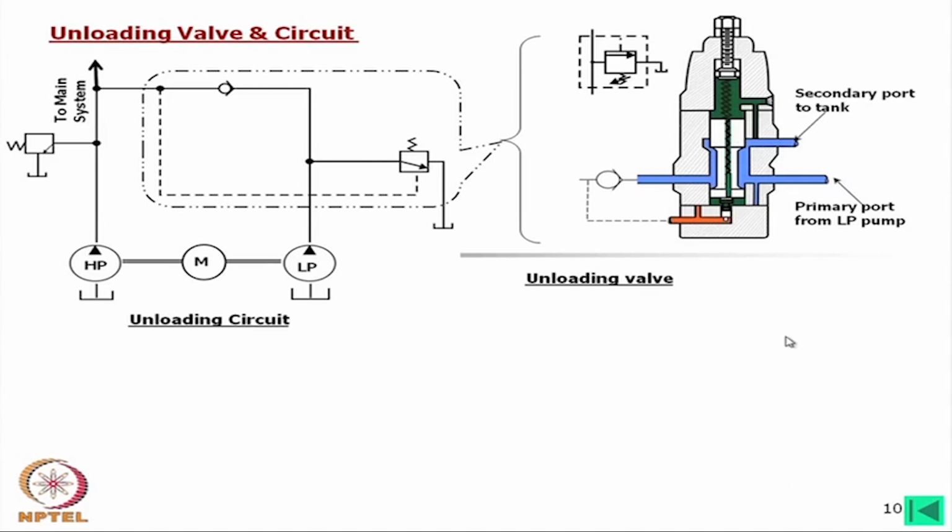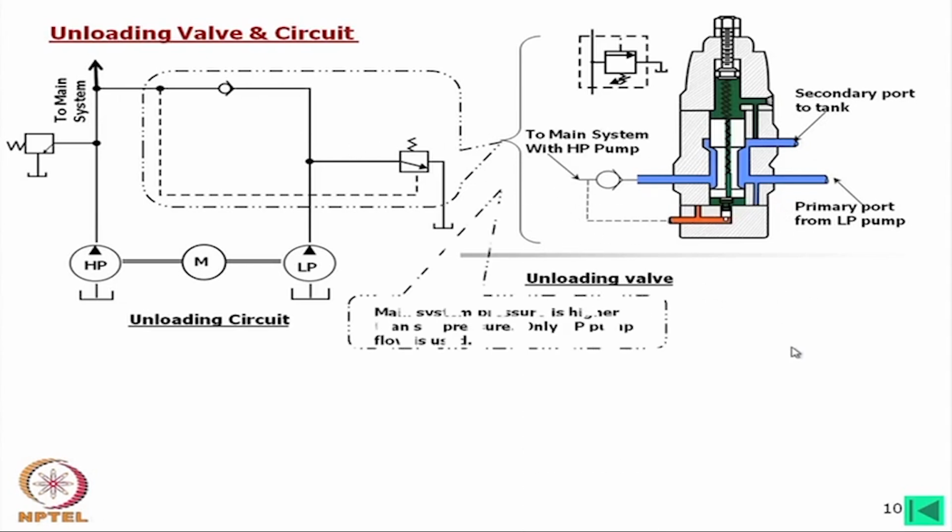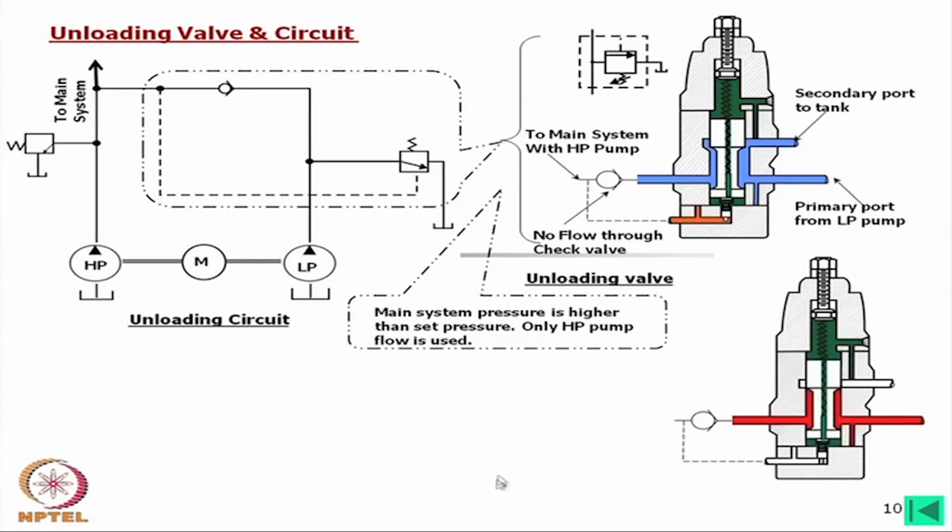Now, this is the secondary port to tank. This is the main system I have already discussed. When the main system pressure is higher than the set pressure, only the HP pump flow is being used. So there is no flow through this check valve, and this is being operated, as I have discussed already.